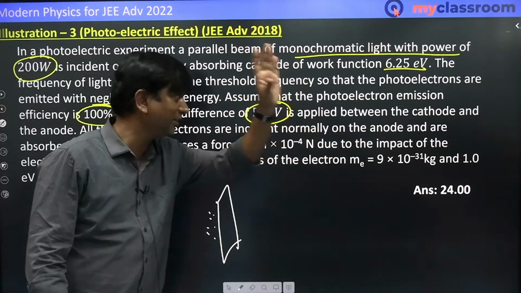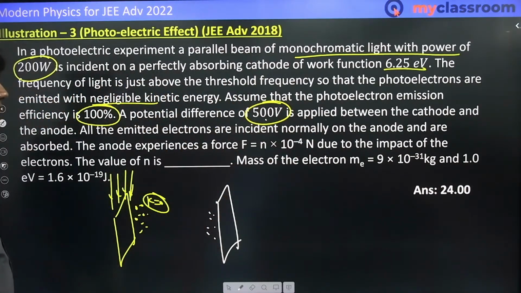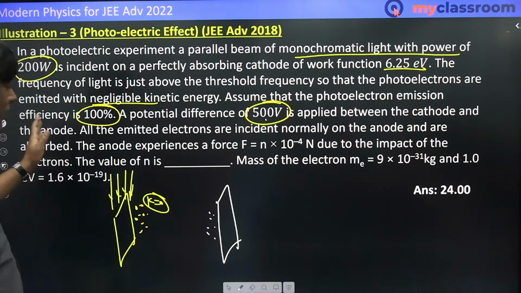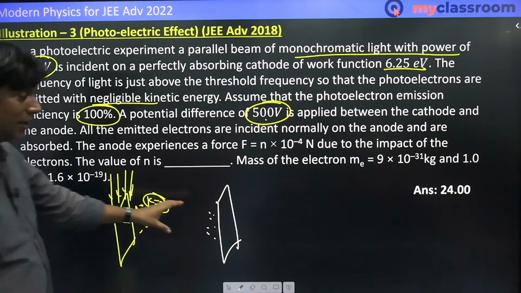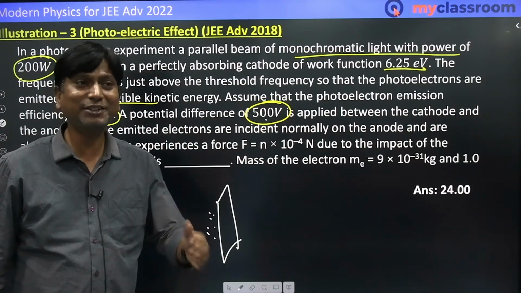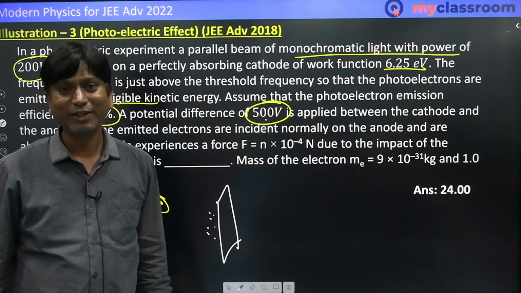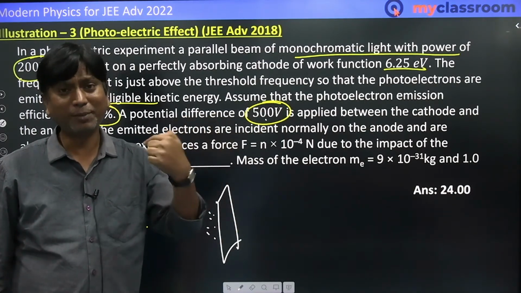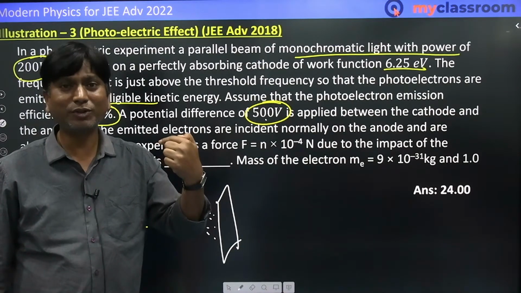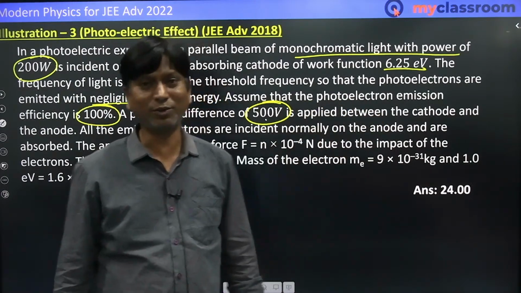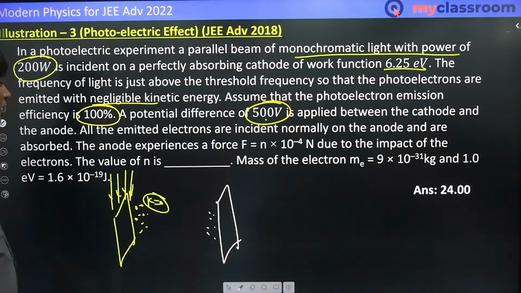With that, they will hit this anode. All these emitted electrons are incident normally on the anode and they are perfectly absorbed. That means every electron's momentum becomes zero after hitting. So there is a change in momentum of so many electrons. When there is a change in momentum, electrons receive some force from the anode, and the electrons exert the same force on the anode. That force they are asking us to calculate.